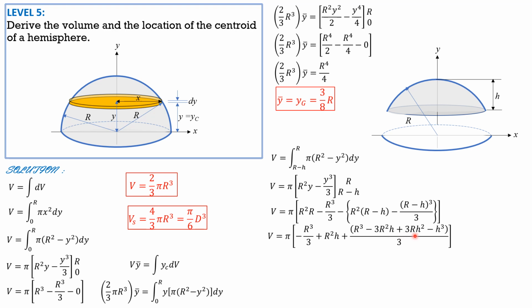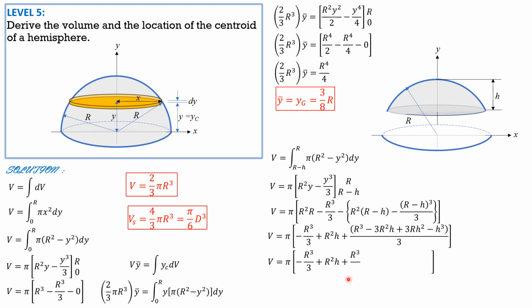3 times the first, then the square of the second. Then the last term is the cube of the second term, so negative h quantity cubed is negative h cube. Substitute and take note that we have negative r cube over 3 and positive r cube over 3, so that would be out.